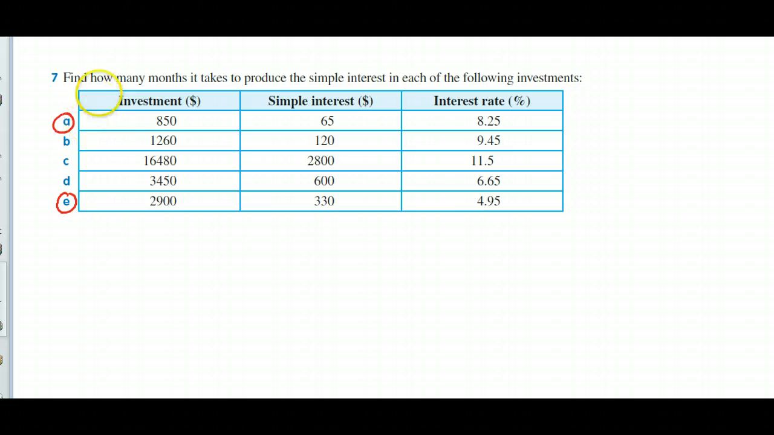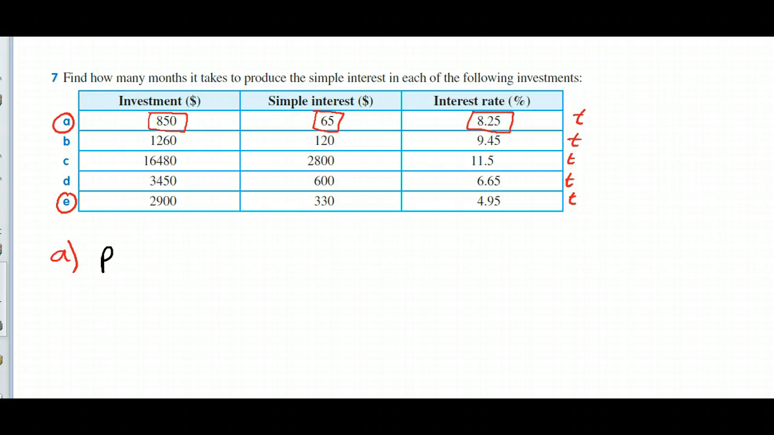Okay, in question 7, find how many months it takes to produce the simple interest in each of the following investments. So we're being told that there's an amount being invested. We're being told how much interest is accrued, how much interest is gained on that investment, and we're told the interest rate. So what we don't know in every case is the time it takes to gain that amount of interest, given that principal and that interest rate. So we're going to be finding T. Alright, let's do question A.